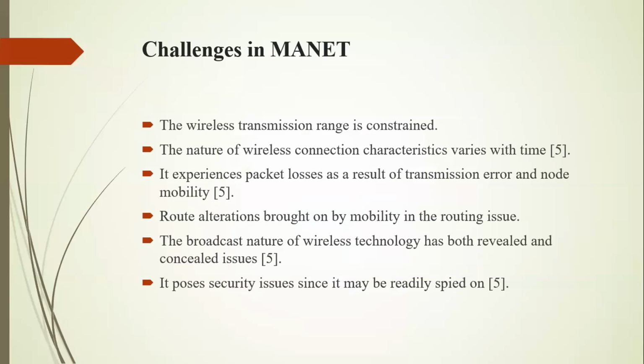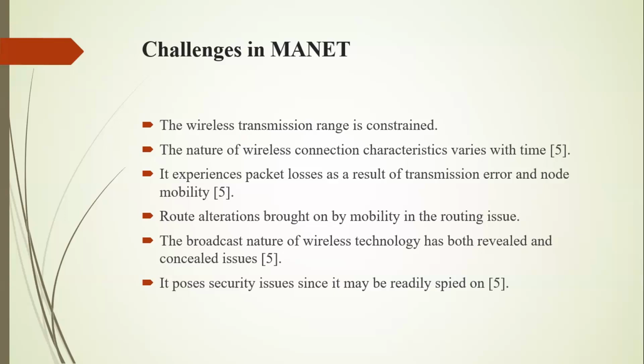Wireless transmission range is constrained. Here, in a MANET, what is the biggest disadvantage? The transmission range. When we are transferring data from one device to another device, one node to another node, the transmission range is constrained, because you cannot transfer the data over a long range, right? Of course, if you want to, then you require to increase the power, so that the packet can travel a long distance, right? But it's a major challenge for a MANET.